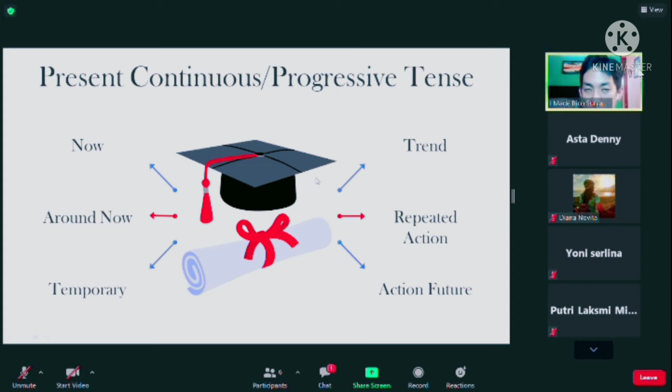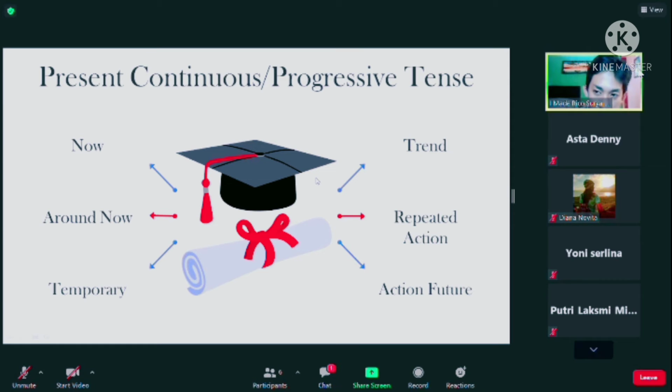I don't have any example to give you about it. Just a trend, something is happening or booming, but only for a short period of time, not a long period of time. For the repeated action, you can use a number in the present. For example, I'm speaking English 3 times in a week. So that's the example about the repeated action in progressive tense.